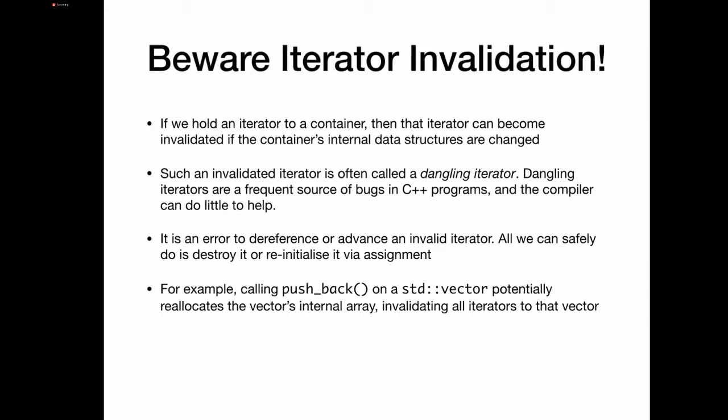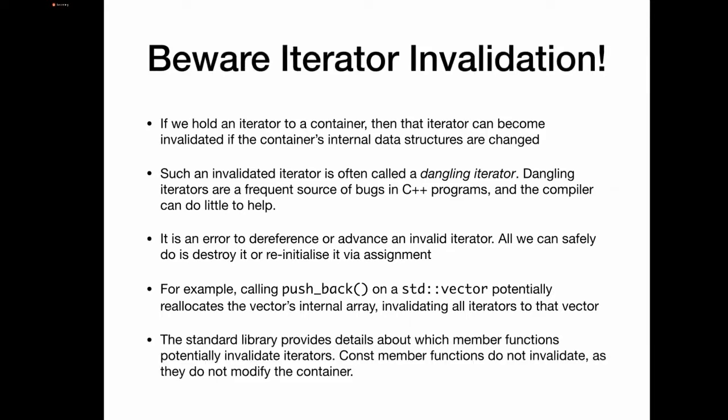You're going to have the same with emplace and emplace_back as well. Yes, yeah. So that means that you've got to treat any call to push_back as potentially invalidating all of your iterators. Fortunately, the standard library goes into great detail about exactly which member functions potentially invalidate iterators. So yes, I'm sure if you go to cppreference, it will tell you that emplace_back potentially invalidates.